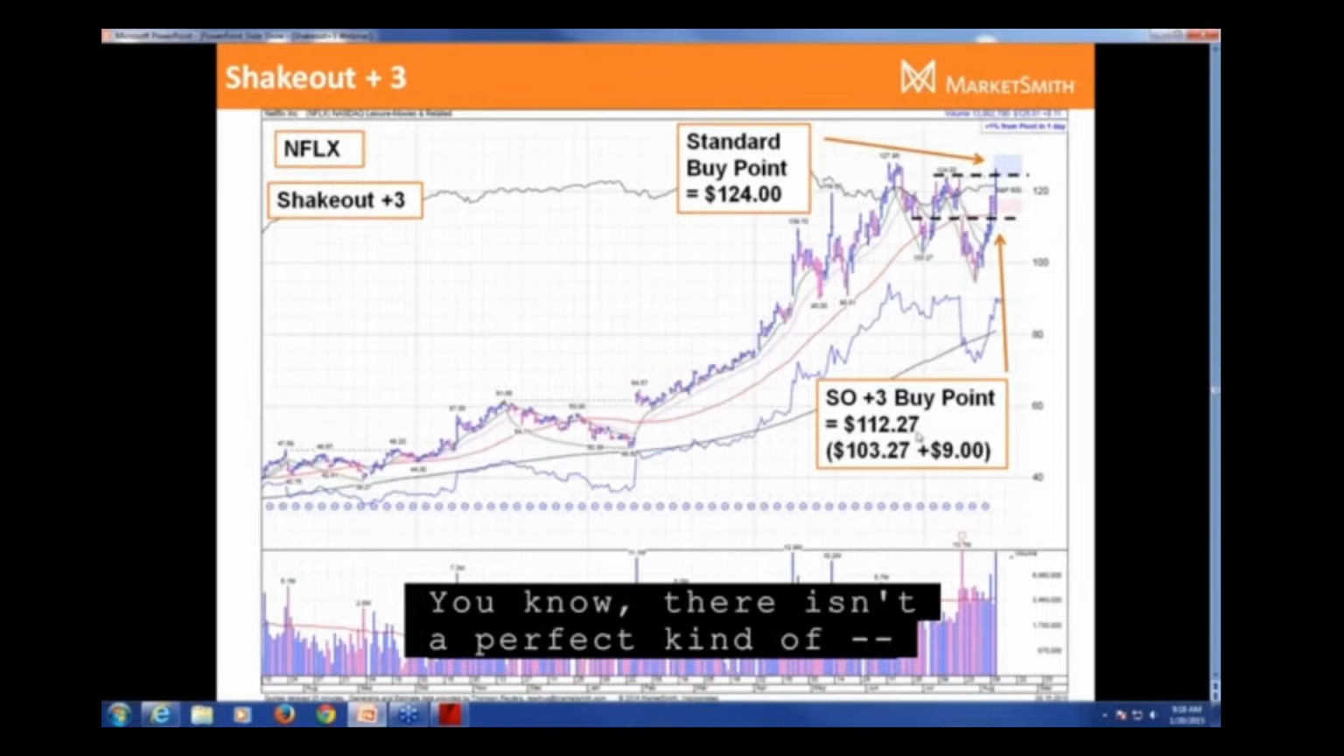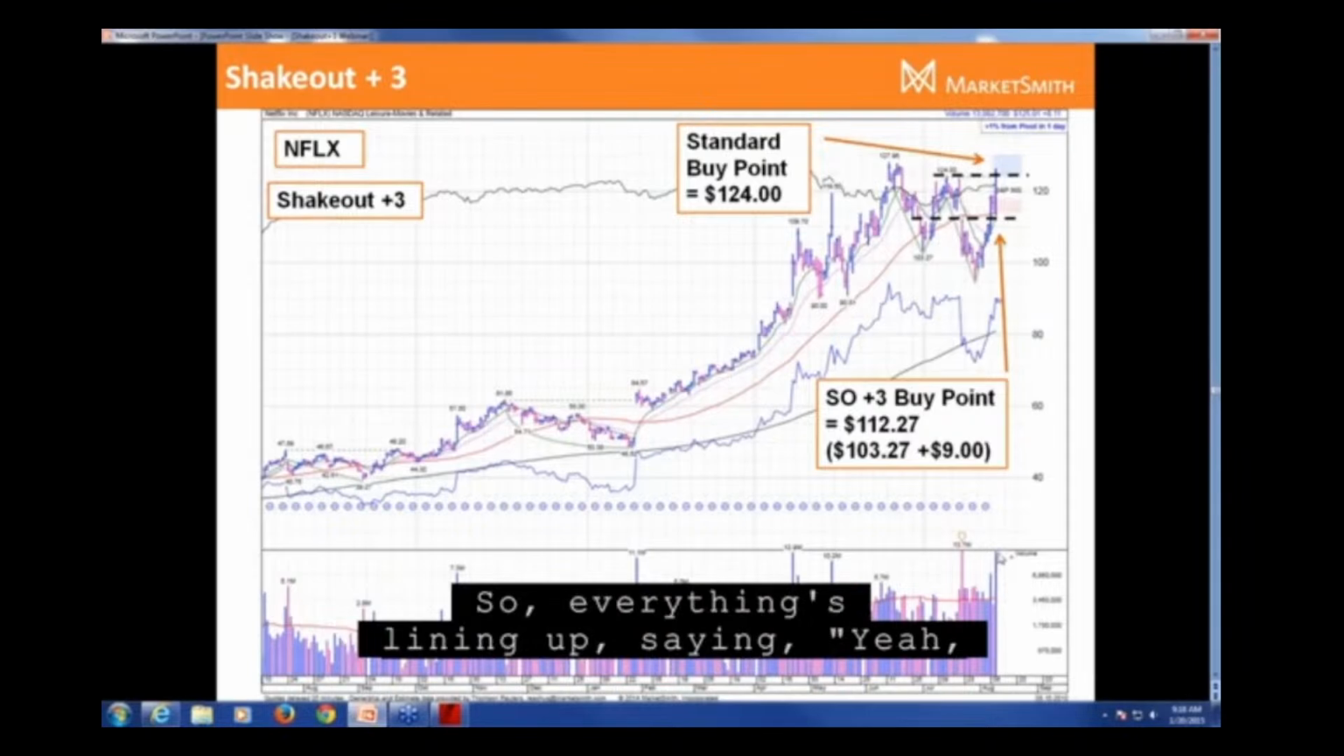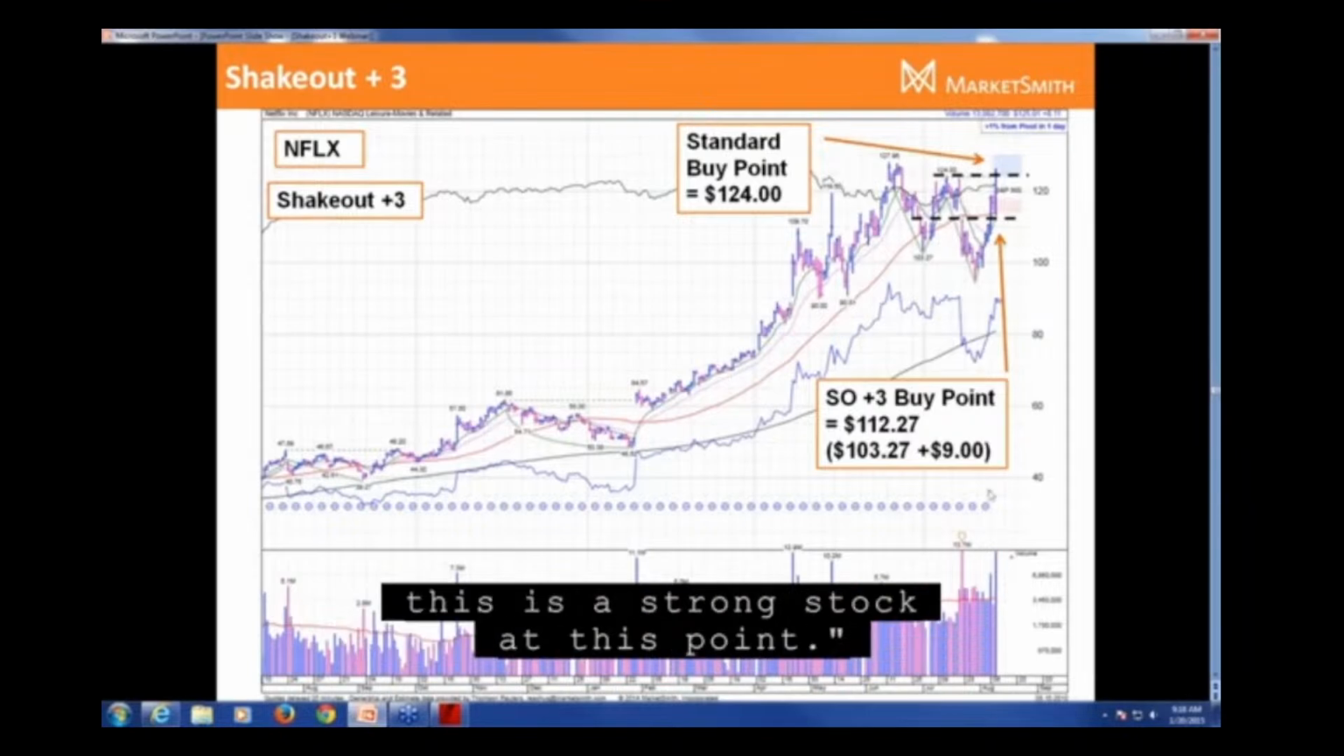There isn't a perfect setup. It's never been really set, right? It's always just been general. So here it comes through, showing a lot of power. Take a look at the volume. Everything's lining up, saying, yeah, this is a strong stock at this point.